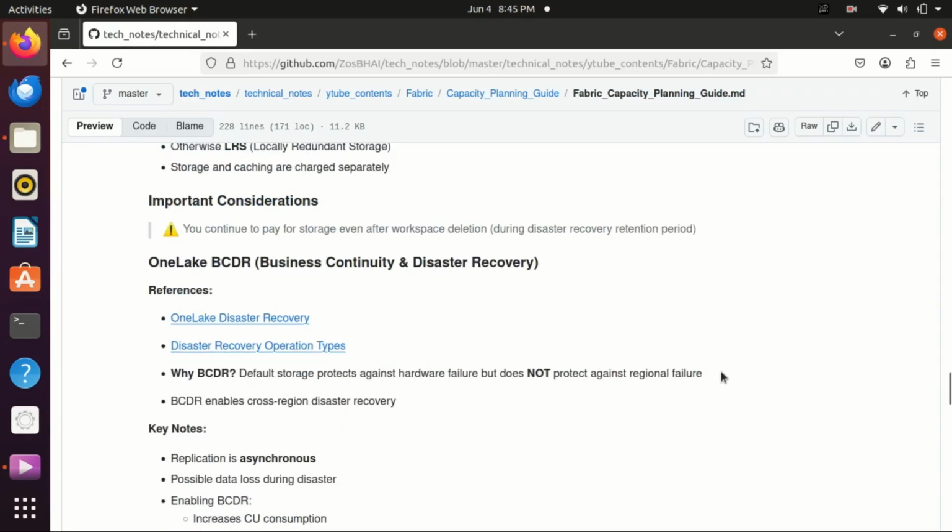The default storage configuration protects against a hardware failure, but it does not protect against a regional failure. This is where business continuity and disaster recovery, also called OneLake BCDR, comes into the picture. BCDR enables cross-region disaster recovery. However, enabling BCDR has some impact on the storage usage.